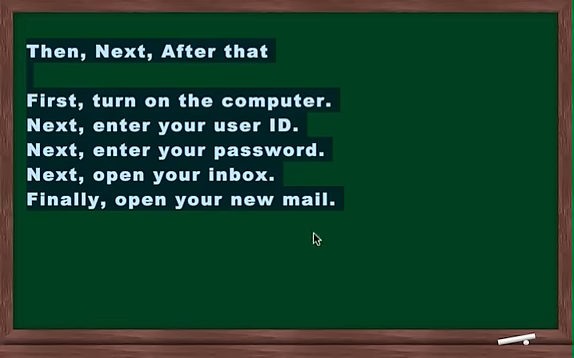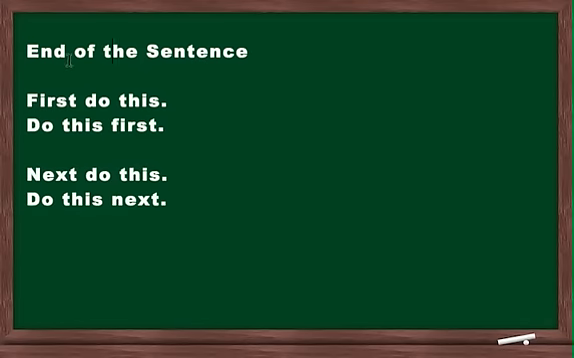Now, there's two that have a special usage. So first and next are often used at the end of a sentence. You can use them at the end of a sentence. So for example, do this first, same meaning. Do this next, same meaning. And usually only first and next are used at the end of a sentence.